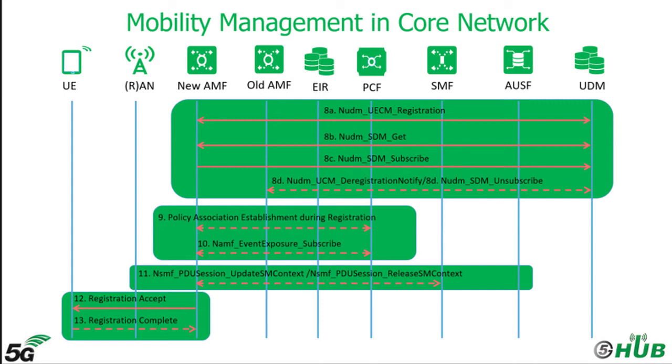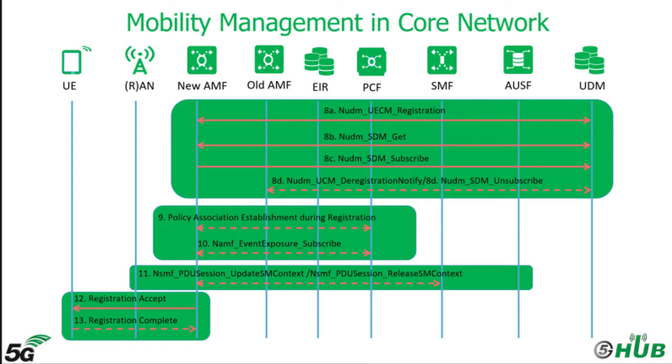Here, if the AMF is different from the AMF registered previously, the SUPI provided by the user equipment can't indicate a valid context in the AMF. In this case, the new AMF registers with the UDM and subscribes to the UDM deregistration notification for the AMF. And here you can see the UDM stores the AMF identifier and the associated access type.